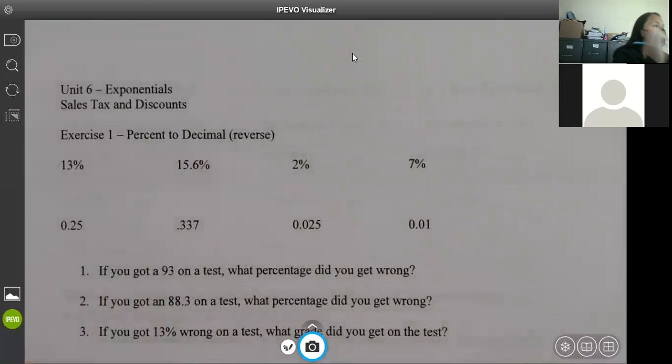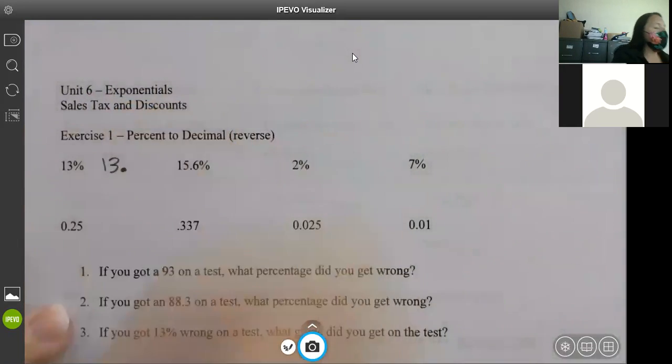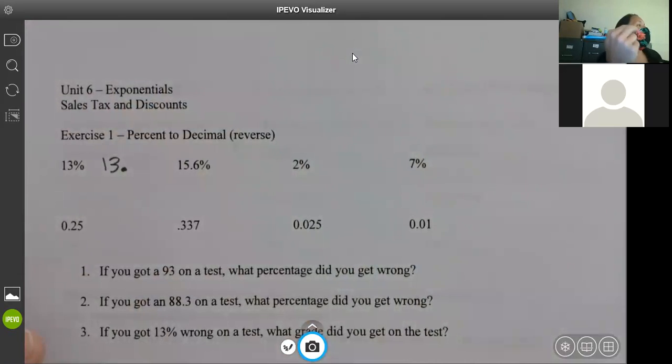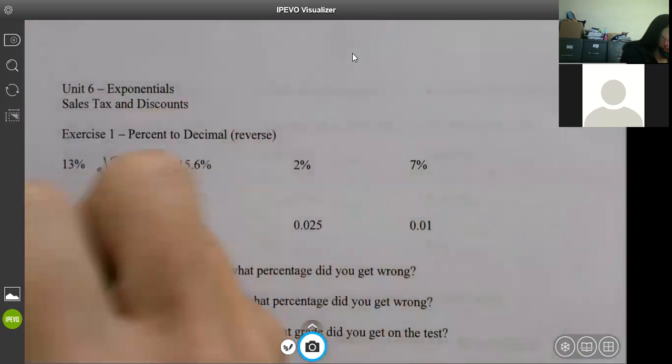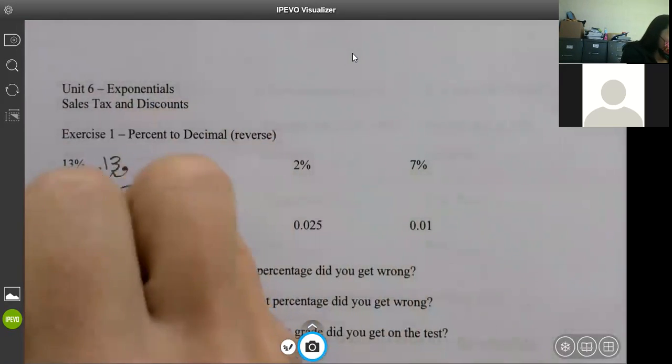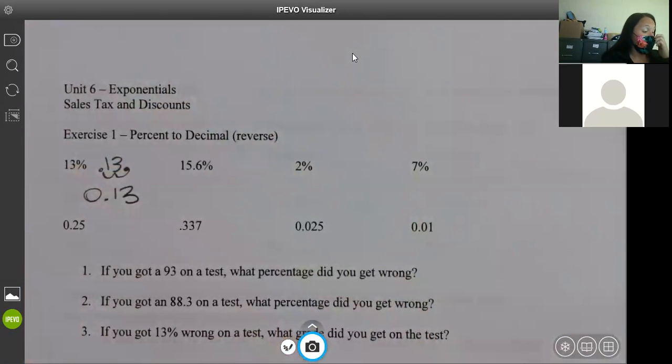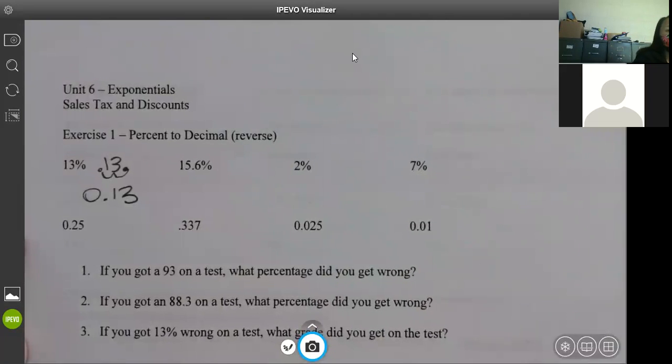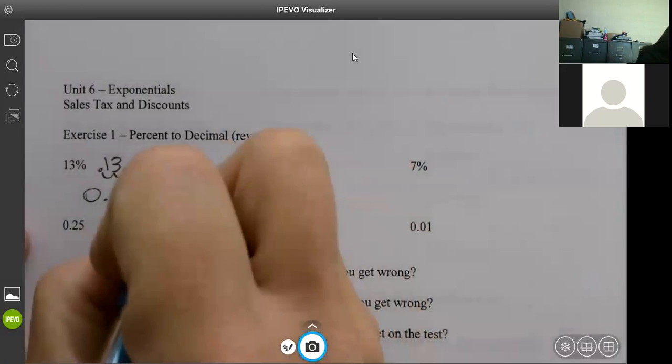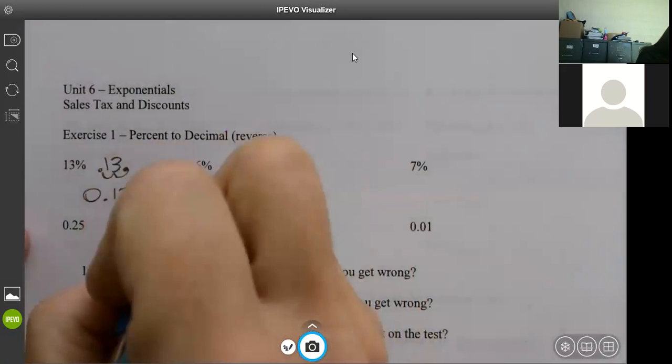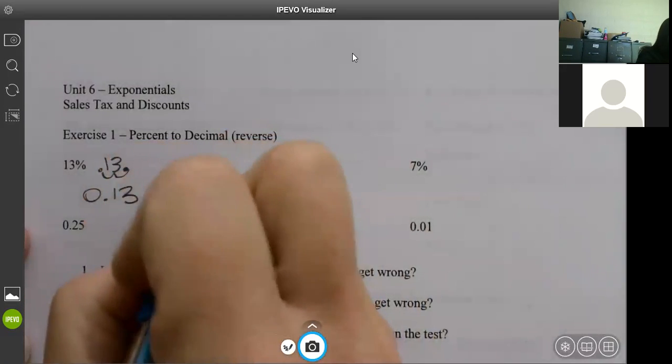So remember, to change a percent to a decimal, you're going to write your percent. Your decimal is in the back, and you want to move it 2 places to the left. And so as a decimal, it's 0.13. So if it already has a decimal in it, you can just move it over 2 places, and you get 0.156.